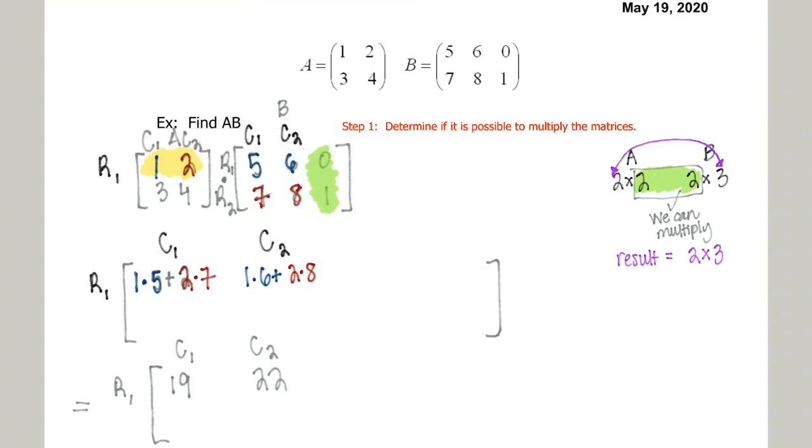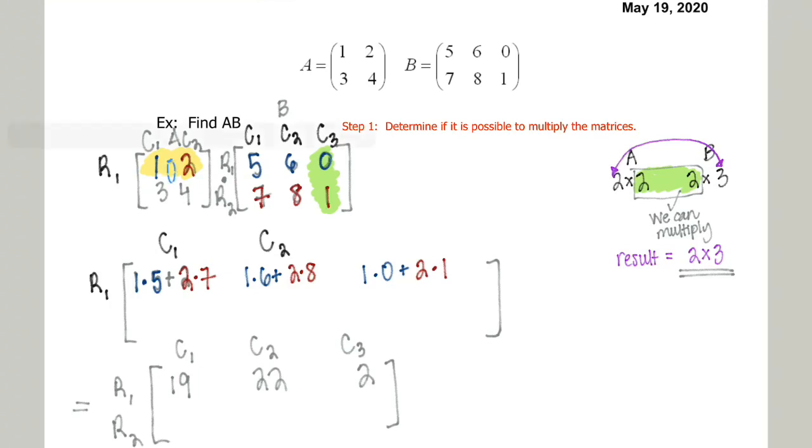Now we're going to move this over, and we're going to figure out the third column, column 3. We're going to have 1 times 0, plus 2 times 1. 0 plus 2 is 2. So we are all done with row 1. Remember, our result is going to be 2 rows, 3 columns. So we're done with row 1.